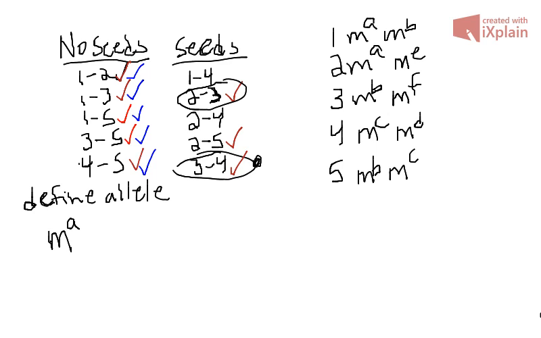And then we can go back and make sure that there are no shared alleles between the ones that can make seeds. So 1 and 4 don't share any alleles. 2 and 3 don't share any alleles. 2 and 4 don't share any alleles. 2 and 5 don't share any alleles, and 3 and 4 don't share any alleles. So all the given pairs of no seeds and seeds check out, and so we can say there are 6 alleles, and these are the genotypes. Hope that helps.